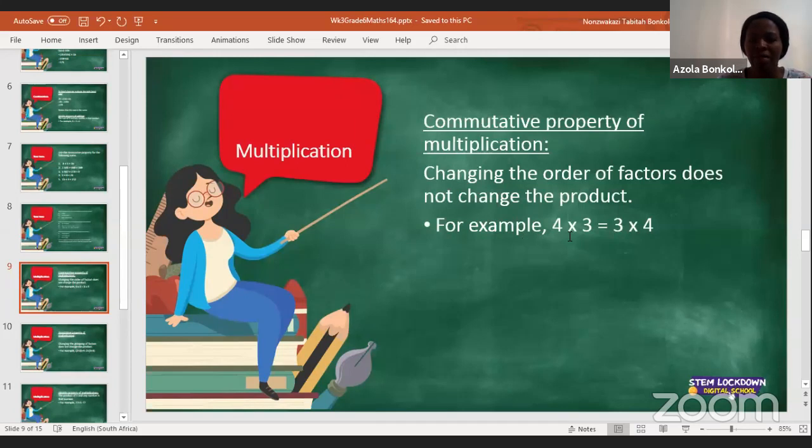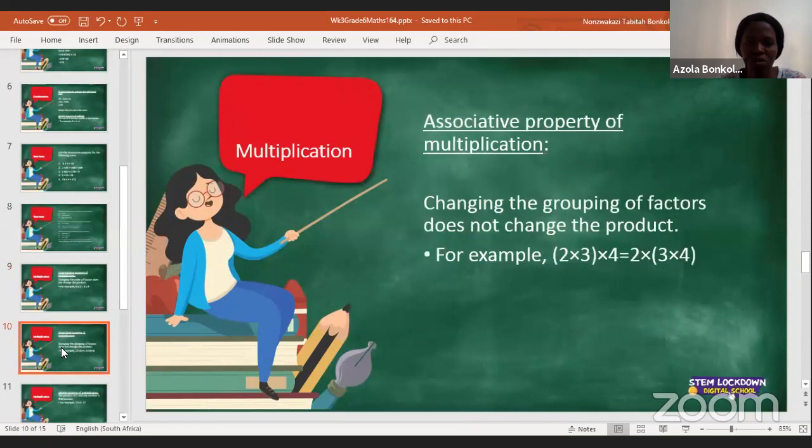Okay, for an example, I have 4 multiplied by 3. It is equal to 3 multiplied by 4. Okay, we're moving on to our next one. Associative property of multiplication. Also, changing the grouping of factors does not change the product. We have an example here. It is 2 multiplied by 3 in brackets and outside multiplied by 4. It is equal to 2 multiplied by the number that is in brackets, which is 3 multiplied by 4.